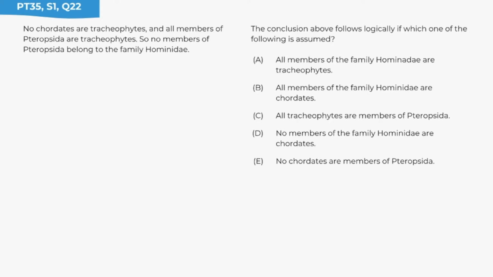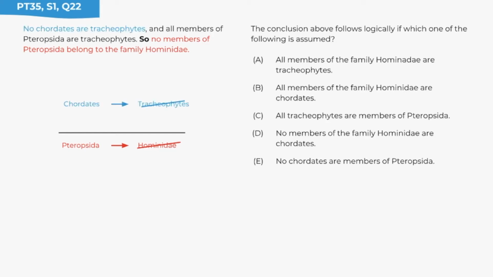Okay, so remember, the first thing we want to do when we're on a sufficient assumption question is to find the conclusion. And in the last sentence, we see the word so. So is like the word hence, is like the word thus, is like the word therefore. They're all indicating that you're about to read a conclusion. So the last sentence represents the conclusion of the argument. And we can represent it in an if-then form, or conditional relationship form, by saying if something is a member of Pteropsida, then it does not belong to the family Hominidae.